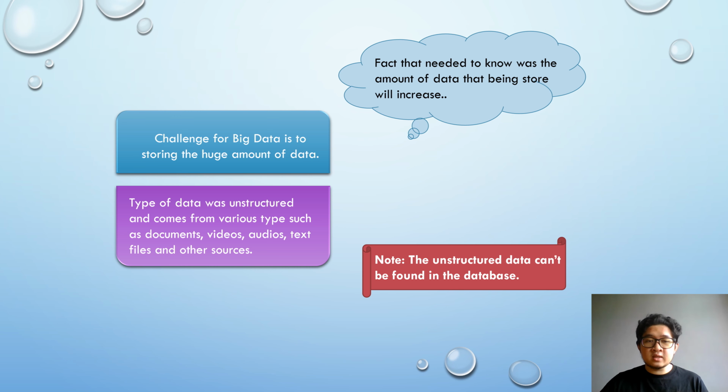And we also need to know that there are a lot of types of data, which is unstructured data that we talk about right now, and it comes from various types, such as documents, videos, audios, text files, and other sources. And note that this unstructured data itself can be found in databases.